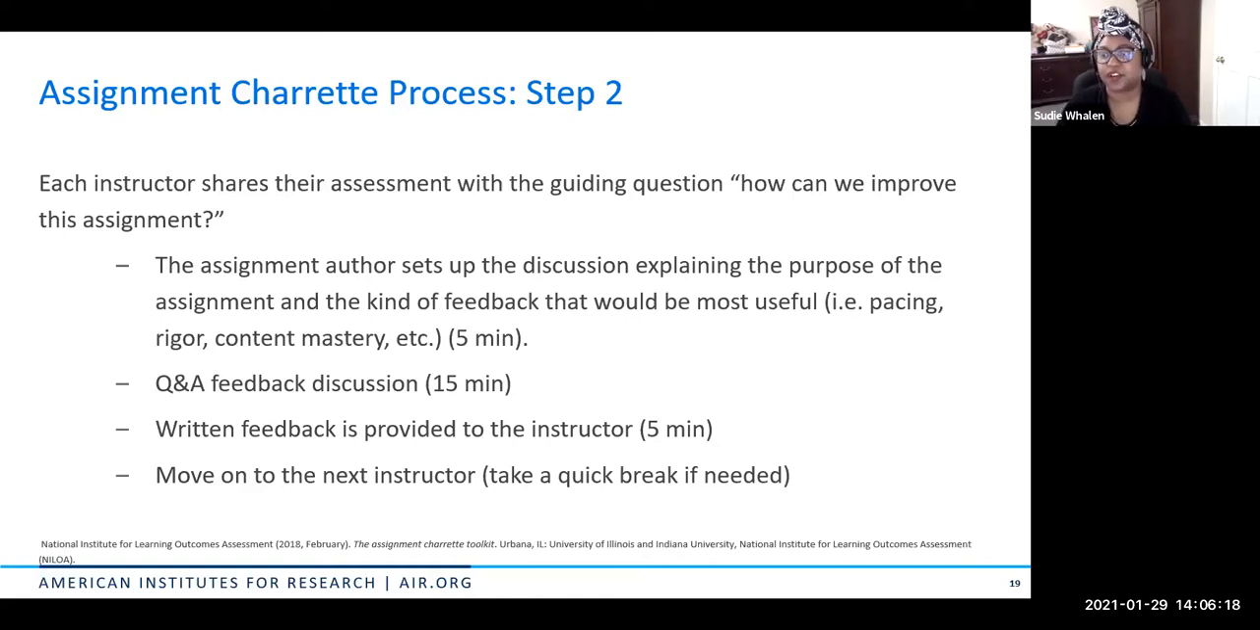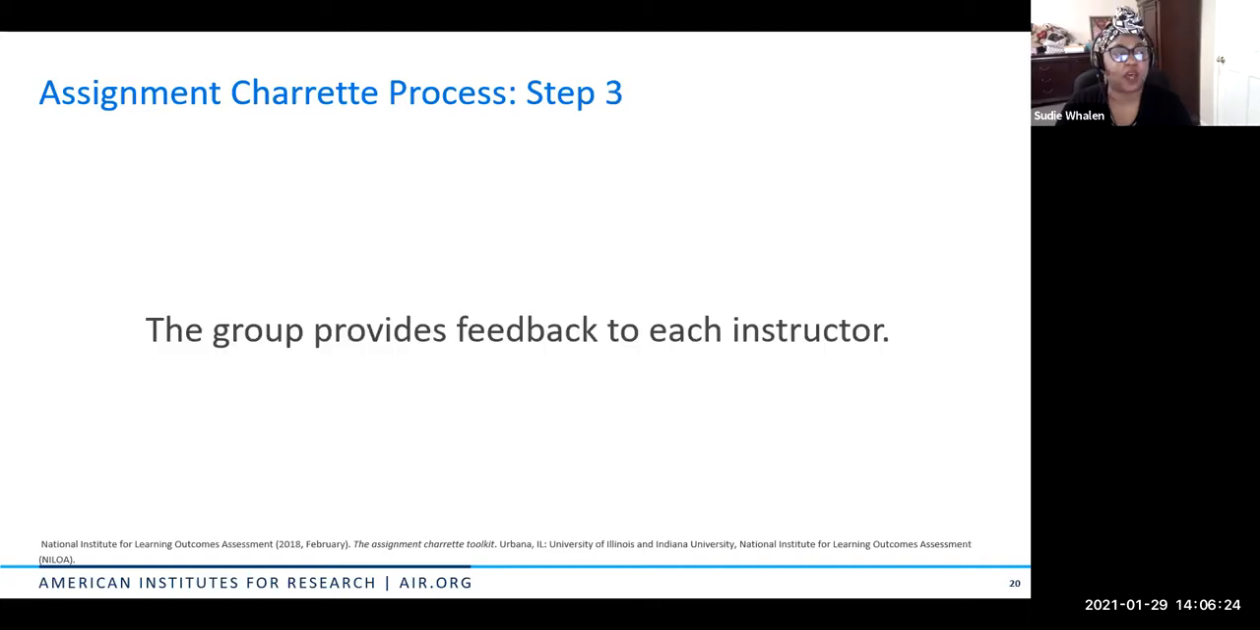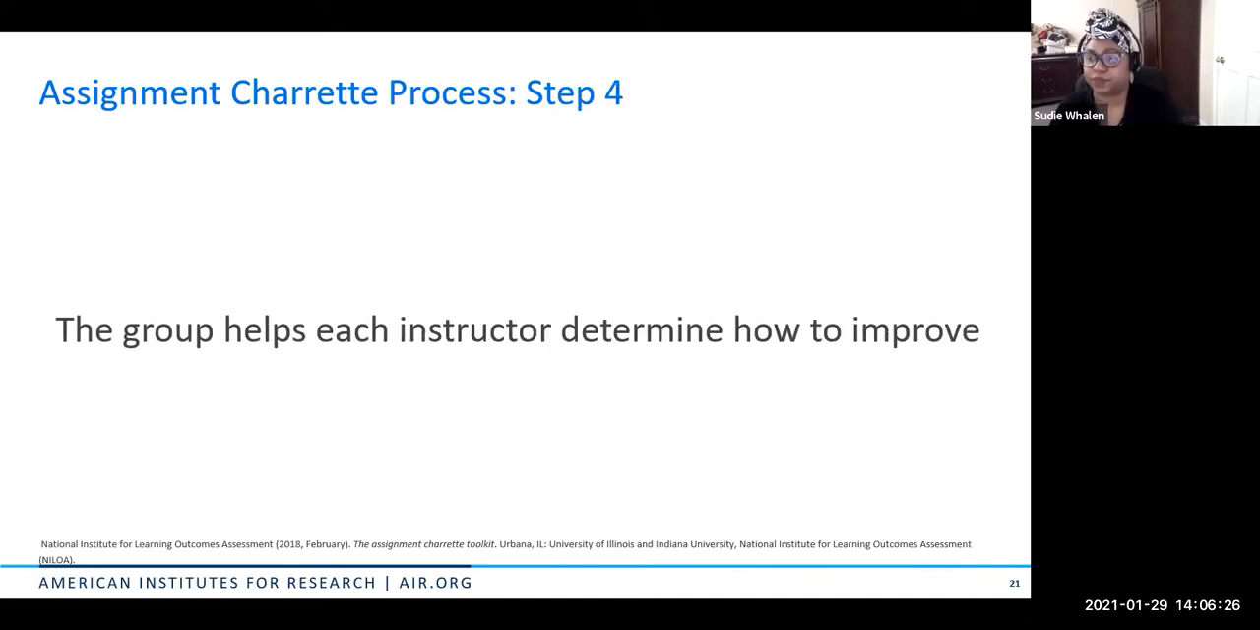Thank you. So then our next step is the group provides feedback to each instructor, and then the group helps each instructor determine how to improve. Okay, so after we've had our lessons, we've all done the whole thing, we then have a whole collection of feedback that we've all put together, and now we're going to help you determine how we can improve further.